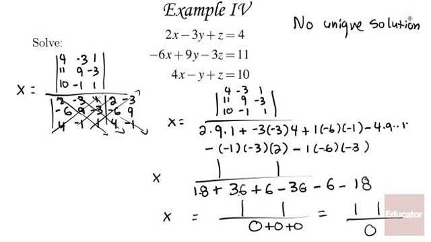And that's why the first thing you should do if you're using Cramer's rule is to check out the denominator and make sure that it's not 0. If the determinant in the denominator, D, is 0, you can't use this method.